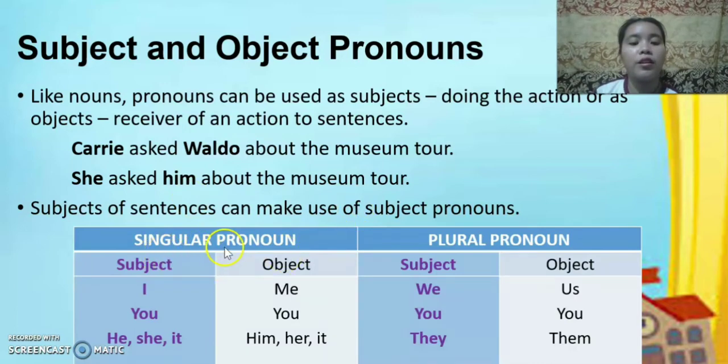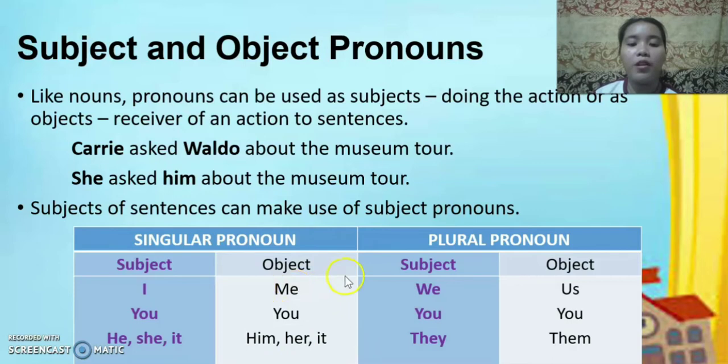Here, there are singular pronoun and plural pronoun. Sa subject, I, you, he, she, it. Okay? Muna siya first person I, second person you, third person he, she, and it. In the singular, subject pronoun. In the singular object pronoun, meaning receiver of the action, you have here me as the first person, you as the second person, him, her, it as the third person pronoun.